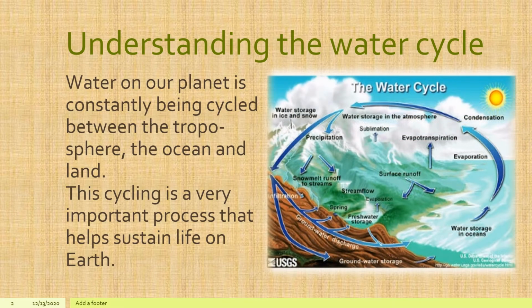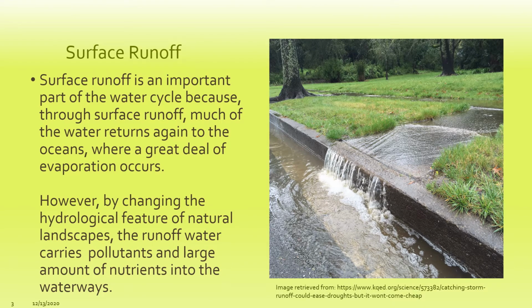Understanding the water cycle. Water on our planet is constantly being cycled between the troposphere, the ocean, and land. This cycling is a very important process that helps sustain life on Earth. Surface runoff is an important part of the water cycle because through surface runoff, much of the water returns again to the oceans, where a great deal of evaporation occurs. However, by changing the hydrological features of natural landscapes, the runoff water carries pollutants and large amounts of nutrients into the waterways.